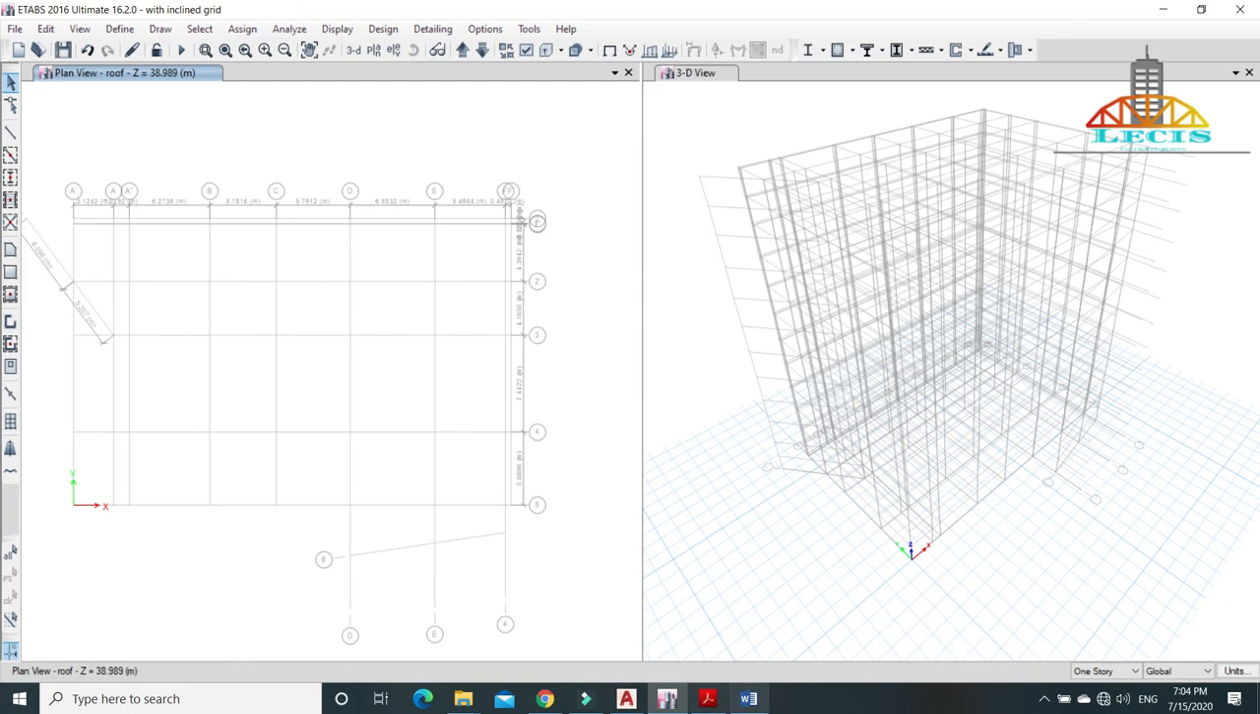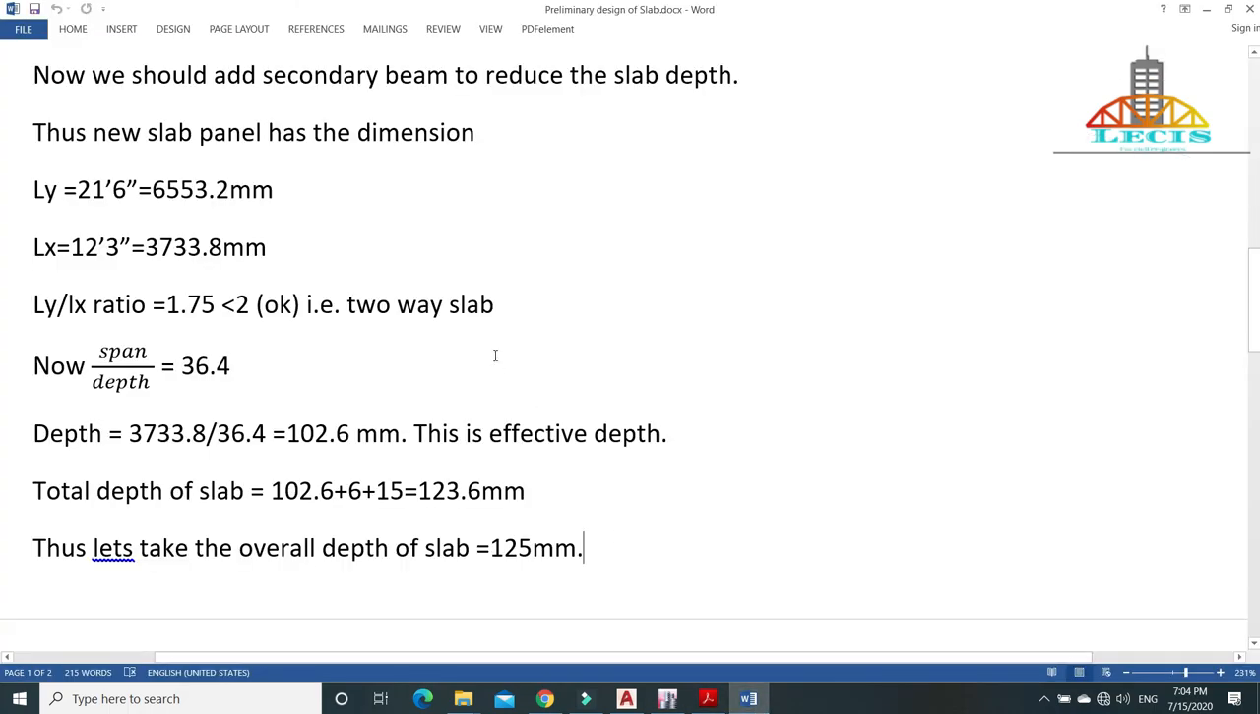I hope you guys understand the preliminary design of slab, and in another video we will talk about the preliminary design of beam and column.